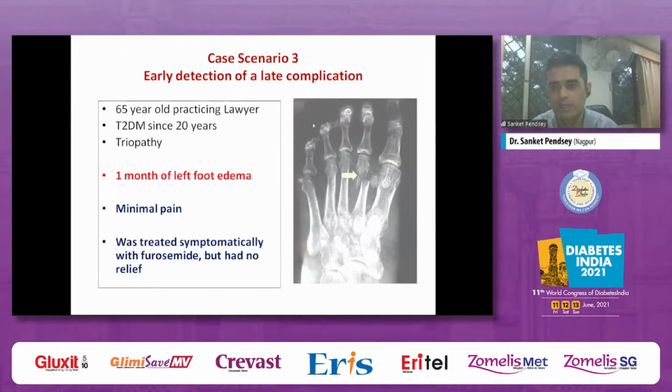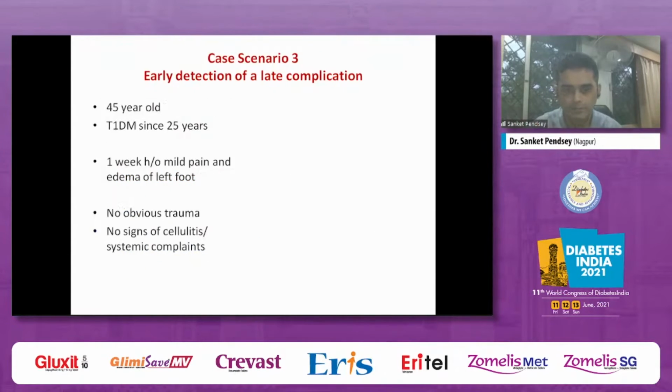This time we did an X-ray of his foot, and it revealed a single fracture of the shaft of the second metatarsal. So there was no destruction of any other joints, and this can be called an early detection of a late complication in a patient who has dense peripheral neuropathy and long duration of diabetes. Again, this patient had absolutely no history of trauma at all.